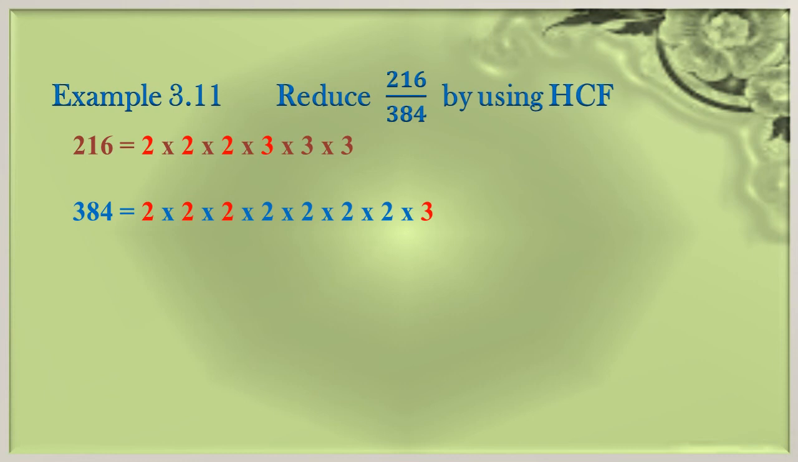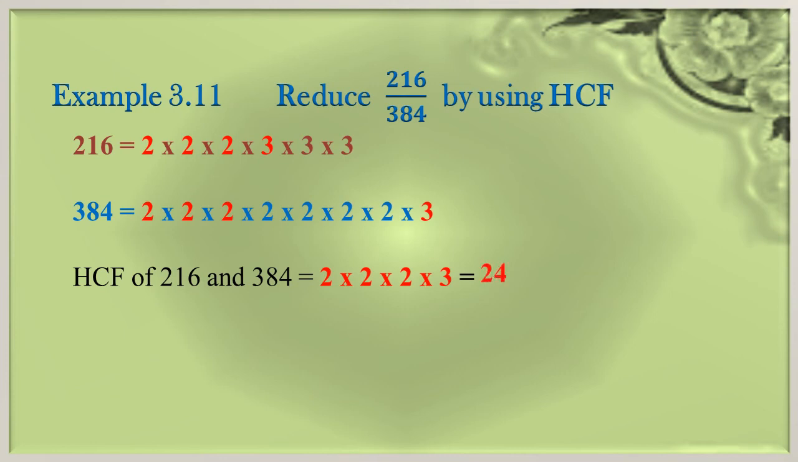Now we want to find the common factors of 216 and 384. Here the common factors are 2 into 2 into 2 into 3. Now we want to find the HCF of 216 and 384. Now multiply all the common factors, that is 2 2s are 4 and 4 2s are 8, 8 3s are 24. That is the HCF.